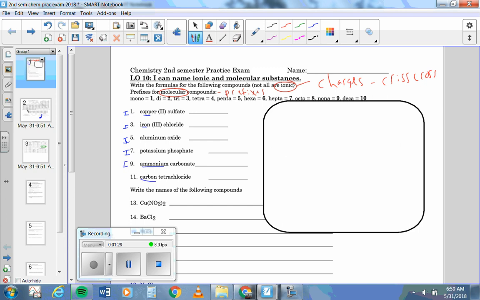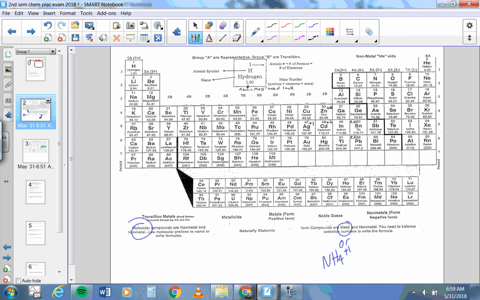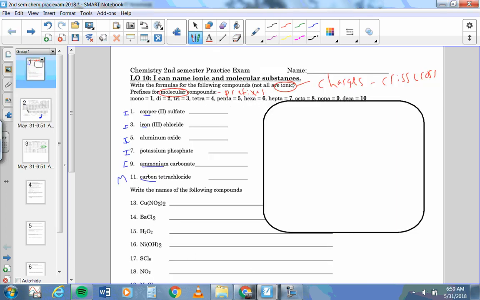Here we have carbon. Carbon's a nonmetal. Molecular compounds are nonmetals to nonmetals. Also, the other hint that it's going to be molecular is the tetra. It has a prefix. None of the others I've looked at so far have tetra. So I'm going to go through this column. Well, I'll do the easiest one first.